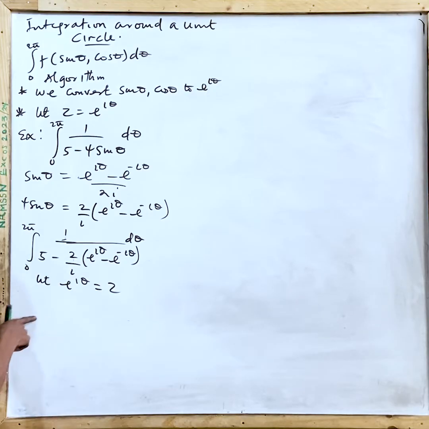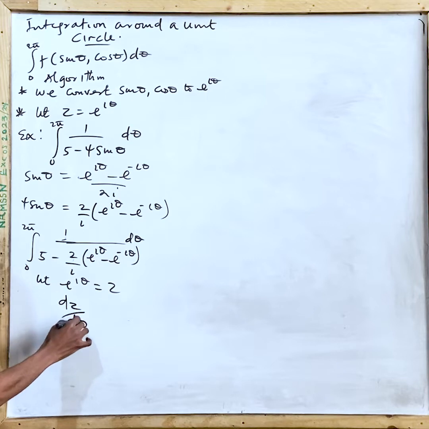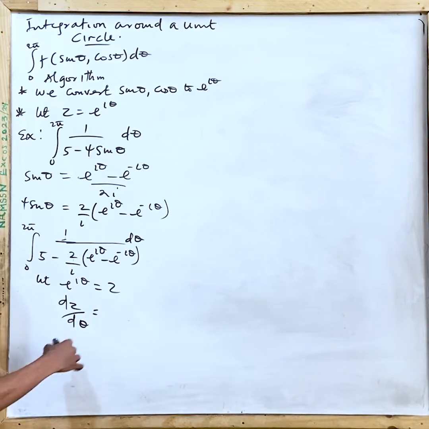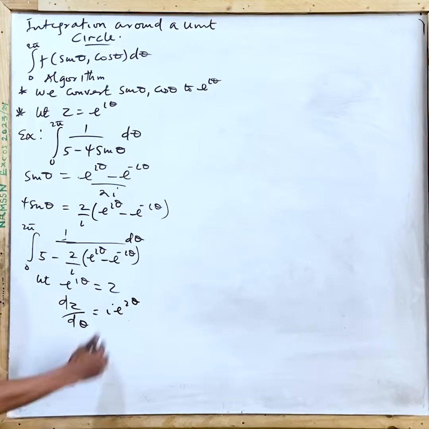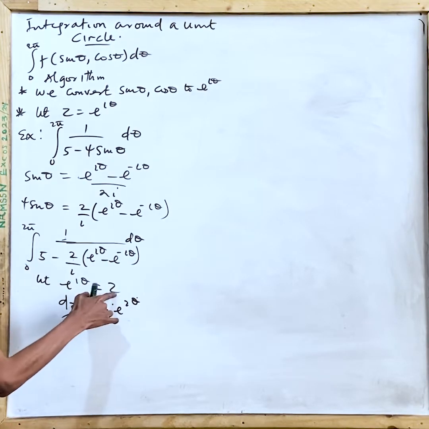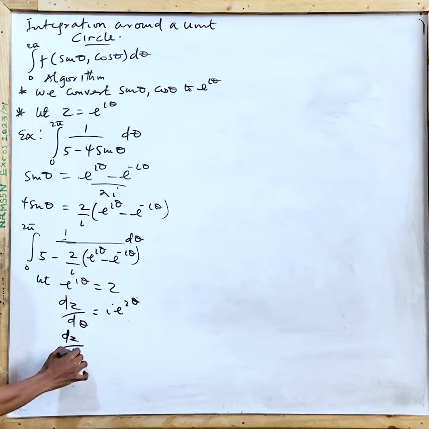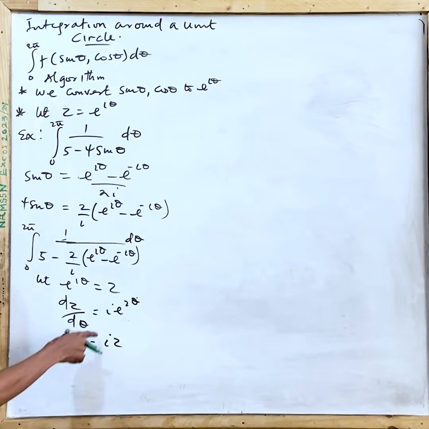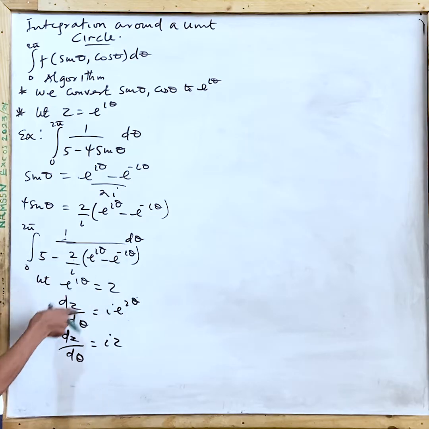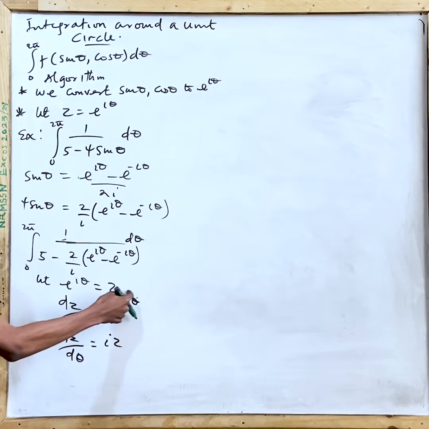If I differentiate with respect to theta, so dz over d theta is what? Differentiate exponential i theta, it will be i exponential i theta, right? And what is exponential i theta? It is z. So dz d theta is equal to iz, because if z is equal to exponential i theta and I differentiate, I'll still have i theta, and that's z.